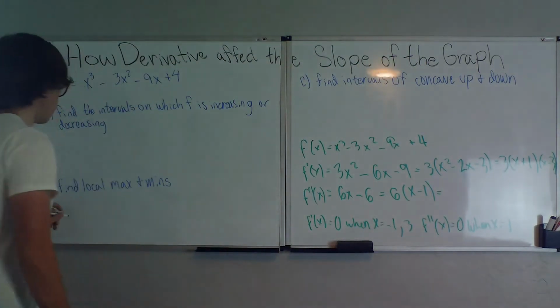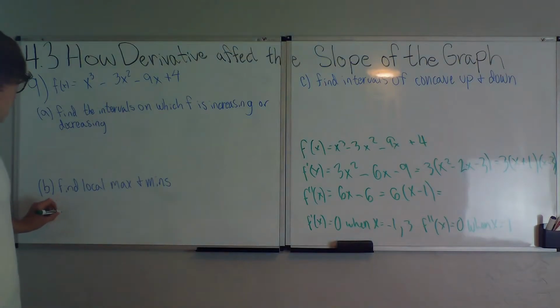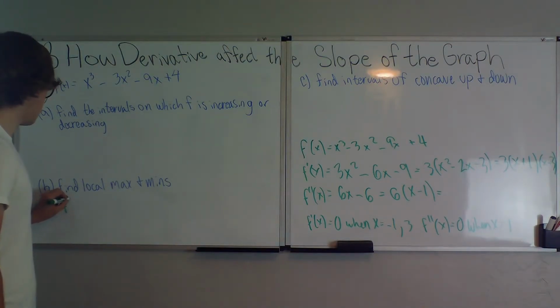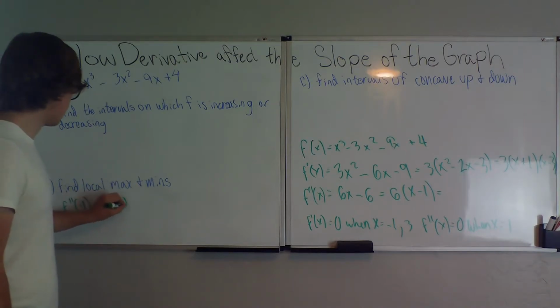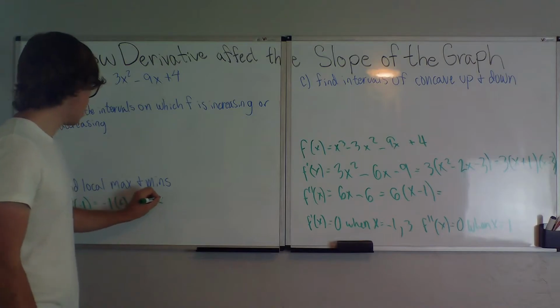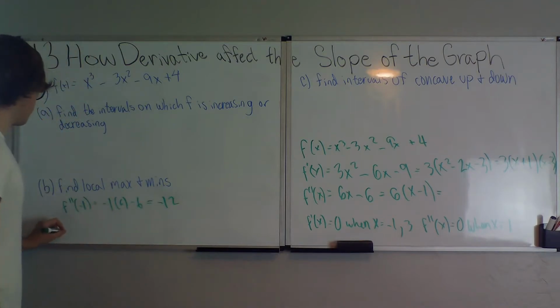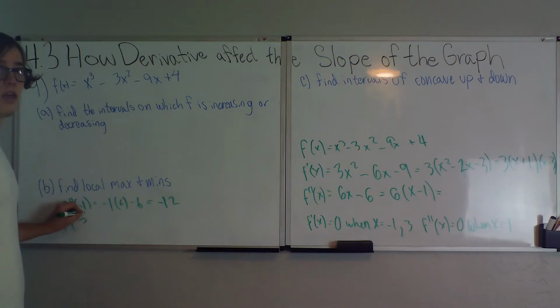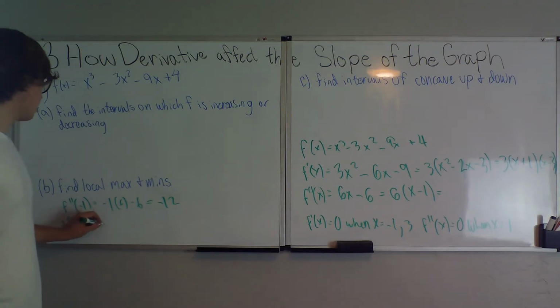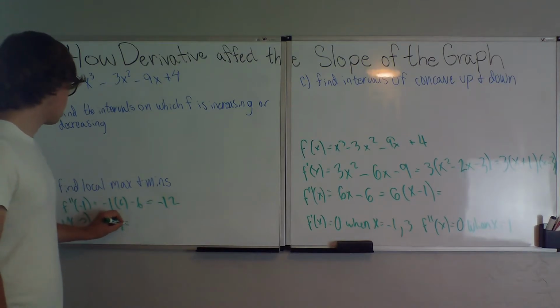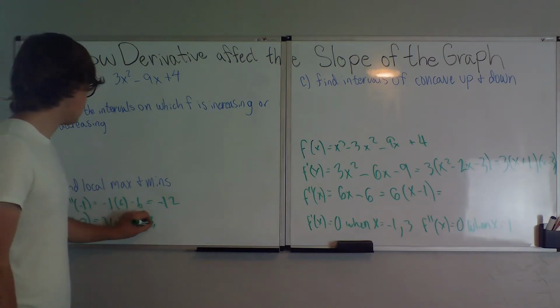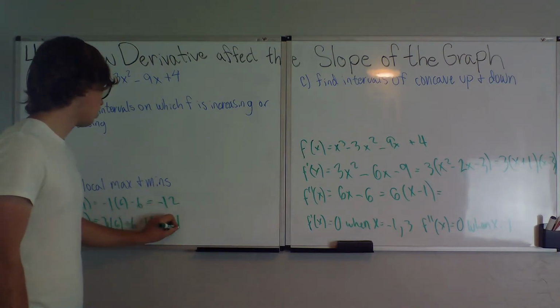So let's just test it. We plug in x equals negative 1, so f double prime of negative 1, what is that equal to? That is equal to negative 1 times 6 minus 6, which is going to be equal to negative 12, right? And then we do f double prime of 3, and that's equal to 3 times 6 minus 6, which is equal to 18 minus 6, which is equal to 12.